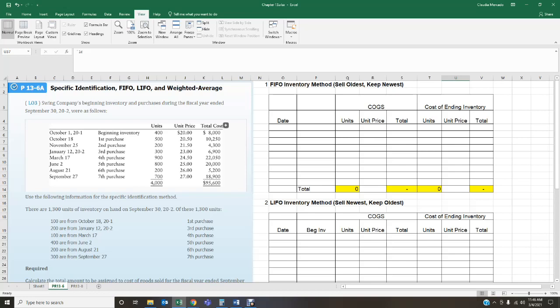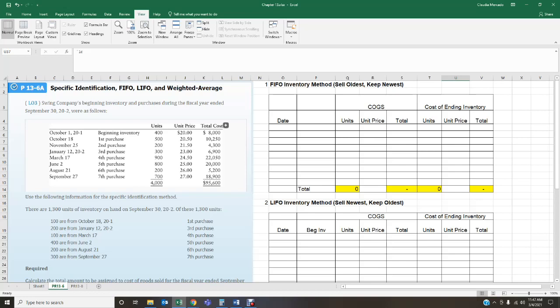So it says Swing Company's beginning inventory and purchases during the fiscal year ended September 30th were as follows. Then they give us a variety of dates, the beginning inventory, and then the purchases as they occurred in a time sequence, the number of units, the unit price, and the total cost, okay? And then it says use the following information for the specific identification method. When we are using the specific identification method, they're telling us that there are 1,300 units of inventory on hand September 30th.